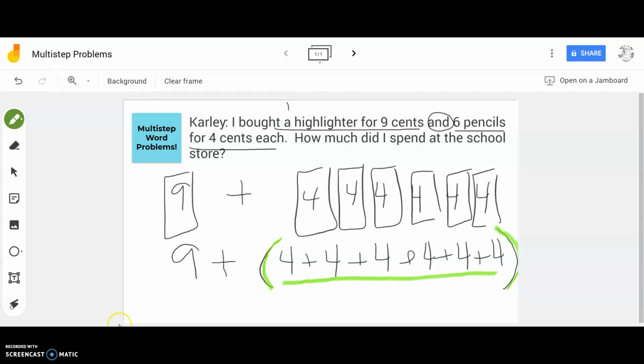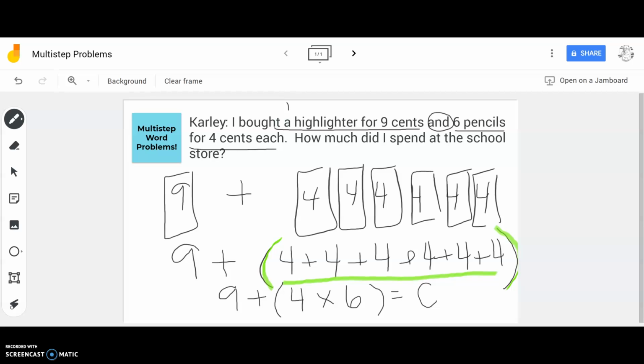Now I know that repeated addition, which is 4, 4, 4, 4, 4, and adding them together, can be written as multiplication. So I could also write this as 9 plus, keep my parentheses to keep the pencils together, 4 times 1, 2, 3, 4, 5, 6 of them. And I'm going to put a variable at the end. I'm using C for cents because my things are cents. They're not dollars in my story.